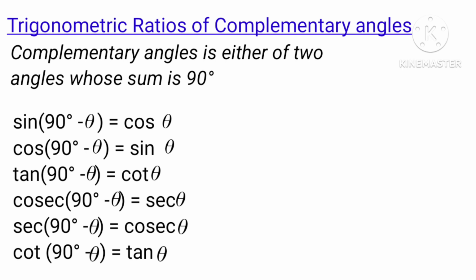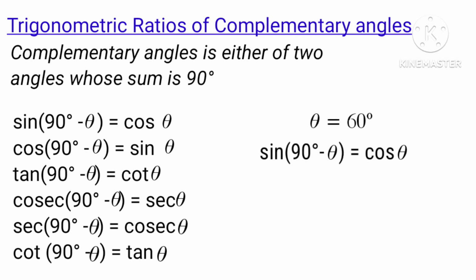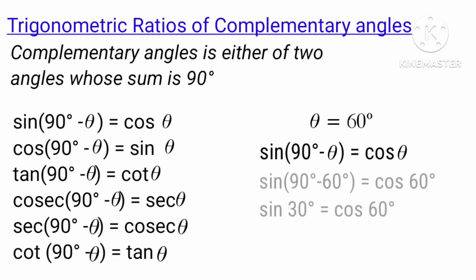So you'll find it easy by looking at this example. For example, if I take theta as 60 degree and I substitute in the first formula, that is sin 90 minus theta is equal to cos theta, I'll get sin 90 minus 60 is equal to cos 60. So sin of 90 minus 60 is sin 30 degree, which is equal to 1 by 2, and cos 60 degree is also 1 by 2. So whatever value I substitute in the theta, I'll get the same value in LHS as well as in the RHS.